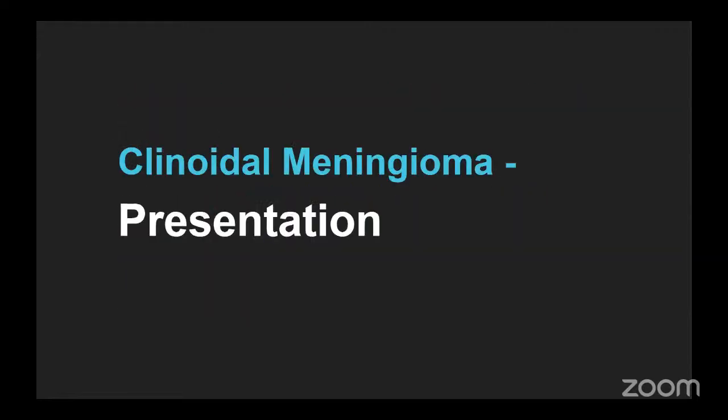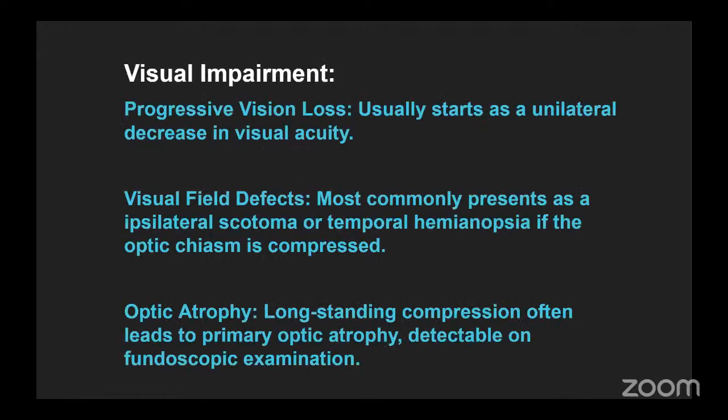So, how do they present? I believe we did discuss presentation of clinoidal meningiomas in a very brief manner in the previous session as well, but I thought that probably there should be a dedicated section. So visual impairment is obviously a very common consequence. Why? Because the lesion is going to be in the vicinity of the optic nerve and optic chiasma both.